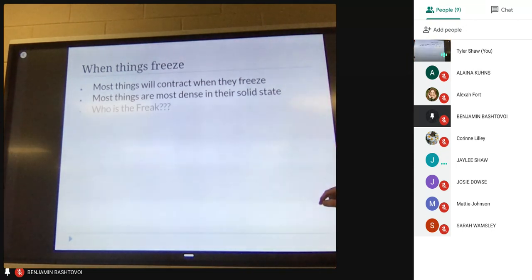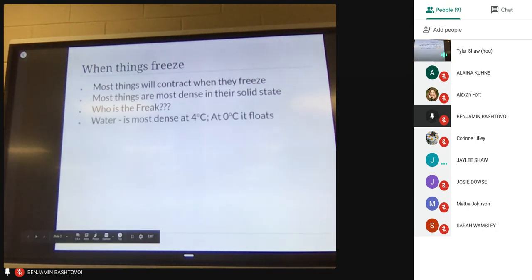Now, the one exception, or who's the freak? Well, there are actually quite a few exceptions, but there's really only one that we care about, and life as we know it would be way different if this wasn't the case. The one exception is water. Water tends to get less dense when it freezes. It is one of the exceptions. There's some other exceptions. I believe gallium's this way, and there's some other things that we don't care about. Water is most dense at 4 degrees Celsius.